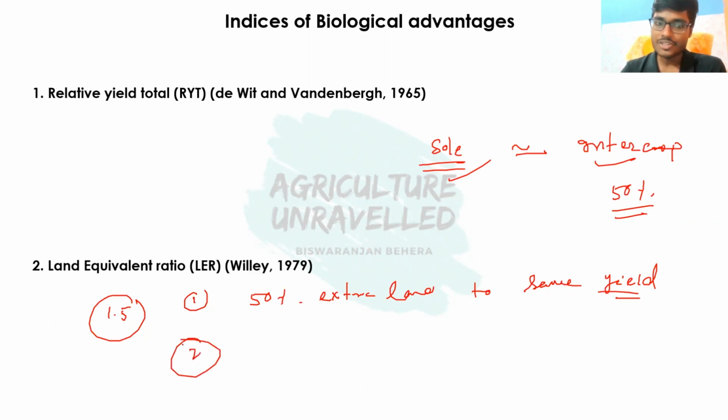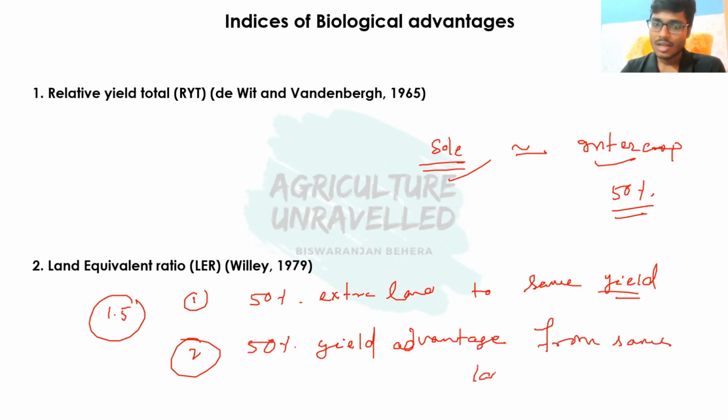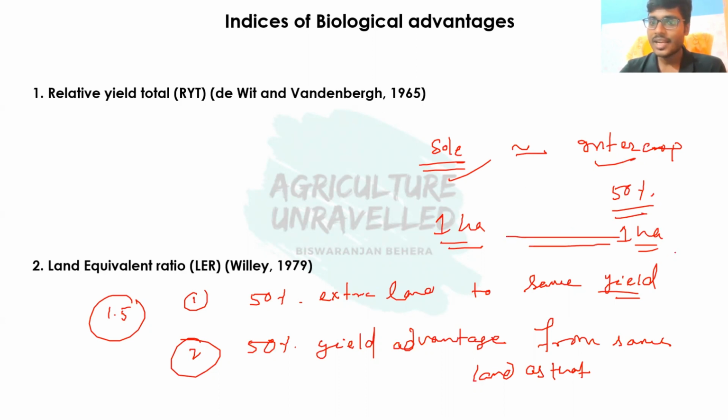And in case of second interpretation, there is 50% yield advantage from the same land as that of intercrop. It means in case of sole crop, for example, 1 hectare land is there, and in case of intercrop, 1 hectare land is there. If the land is same, then intercrop is having 50% more yield. Means there is 50% yield advantage in case of intercropping. So that is what 1.5 LER is indicating.